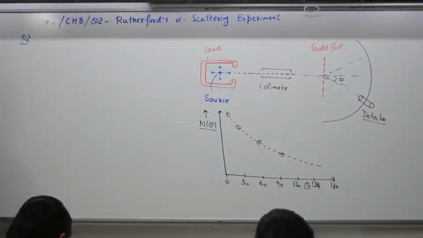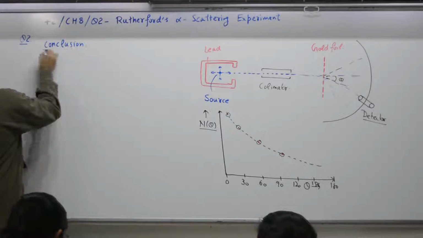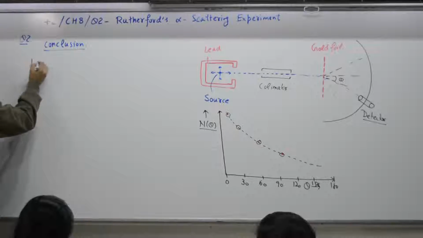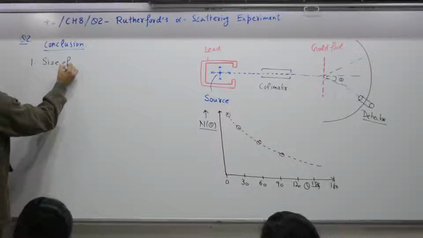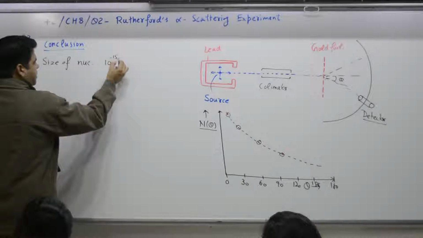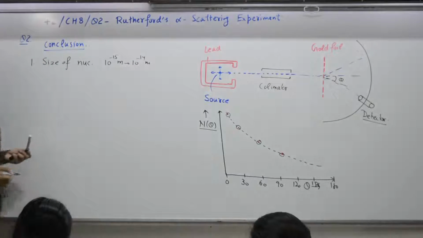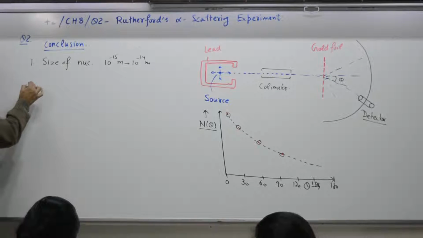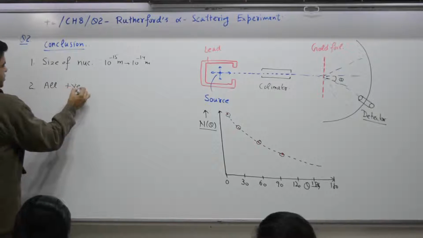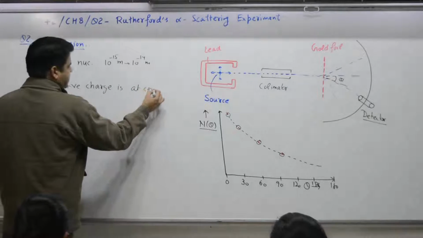What is the conclusion? Number 1. After the experiment, what he concluded was, the size of the nucleus is of what order? 10 raised to power minus 15, 10 raised to power minus 14. 2: all positive charge is at a center, that is the nucleus.